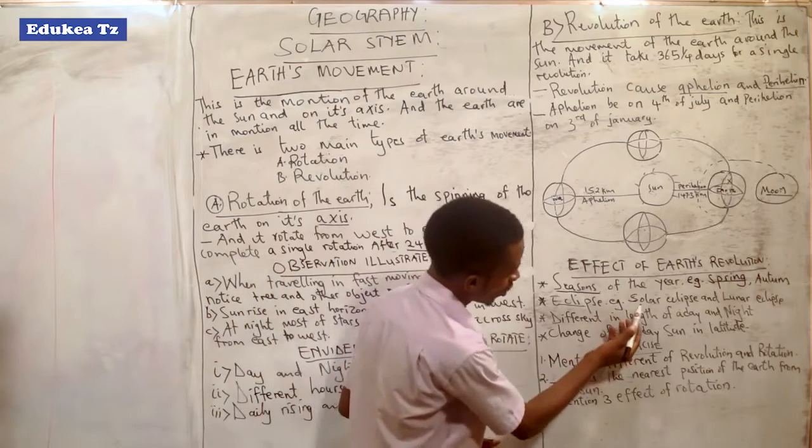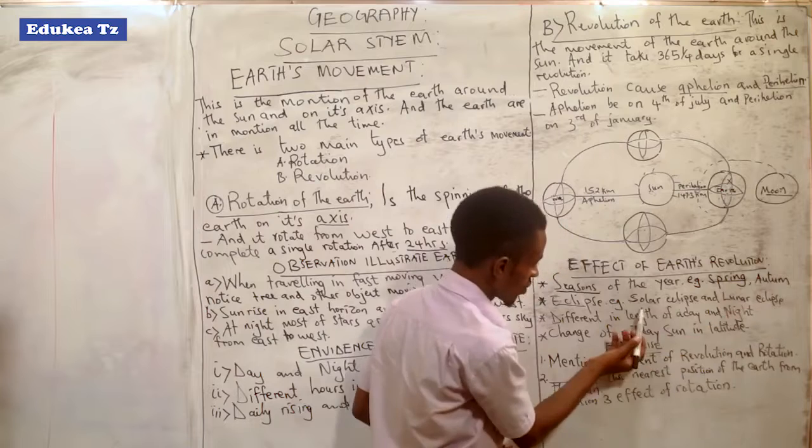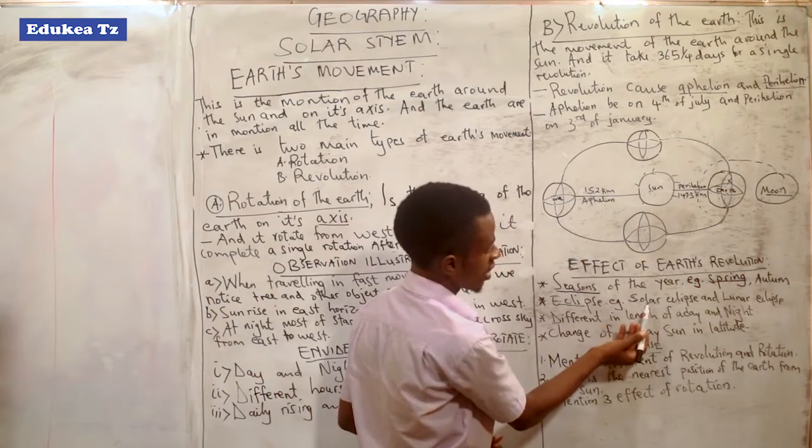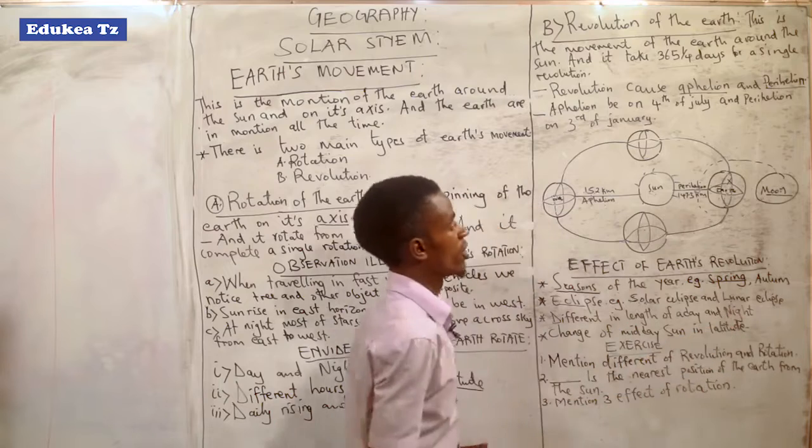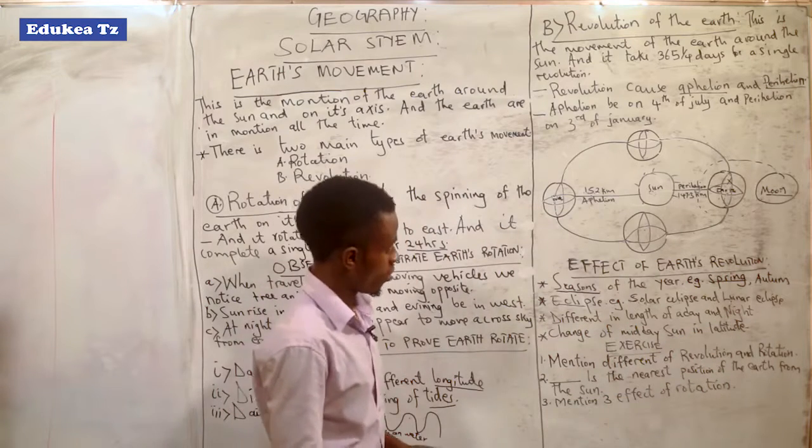As I told you, there is the solar eclipse and the lunar eclipse. The solar eclipse is the eclipse of the sun, but the lunar eclipse is called the moon eclipse. So that is all about it.